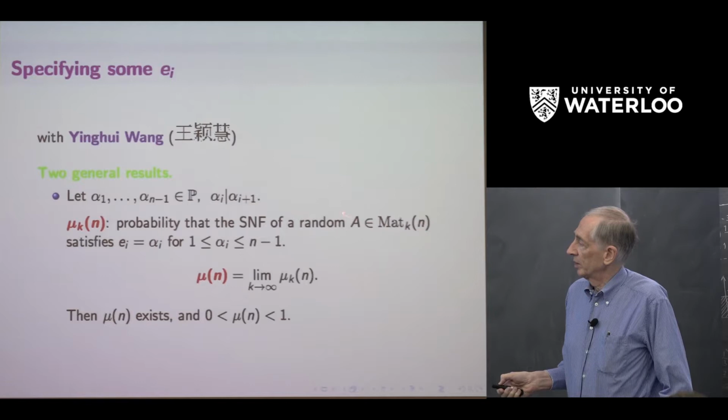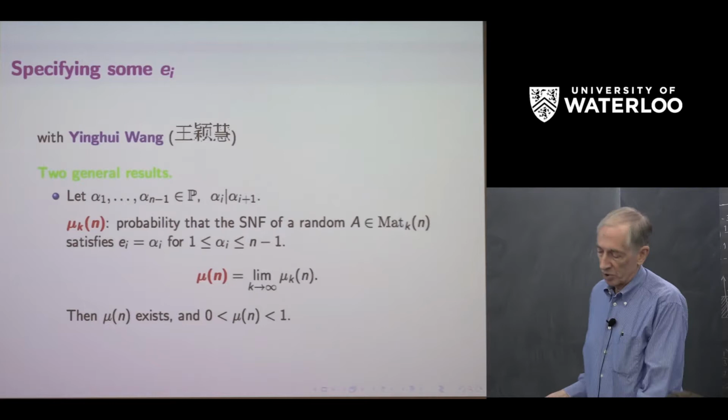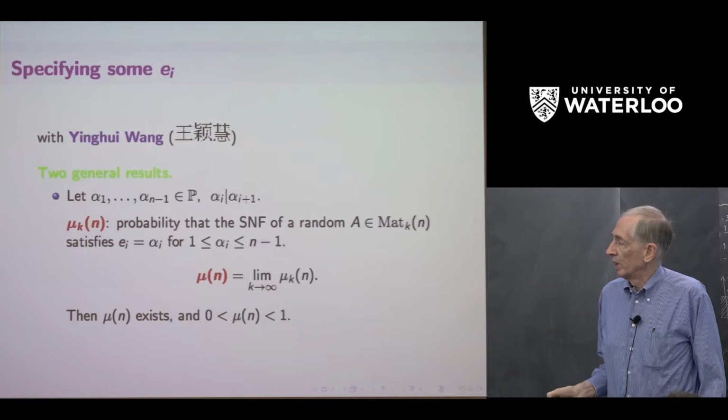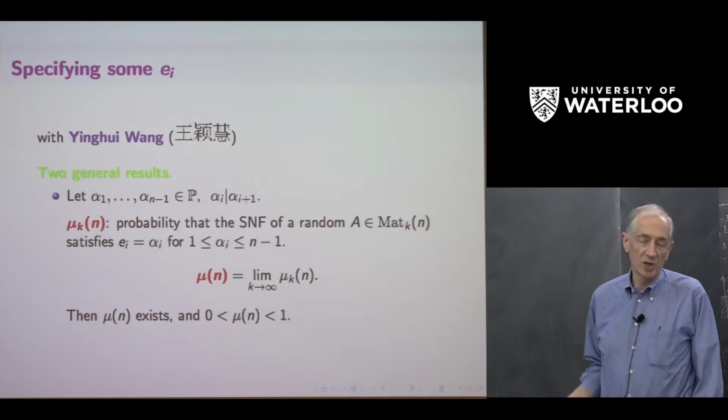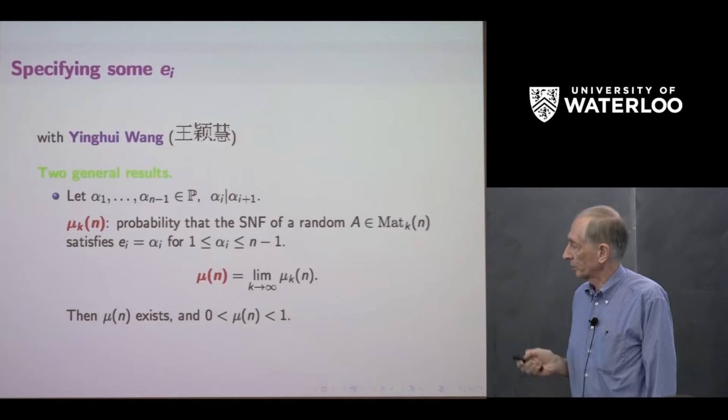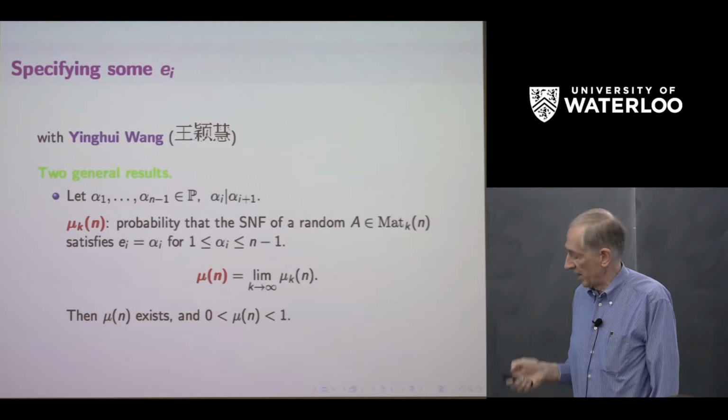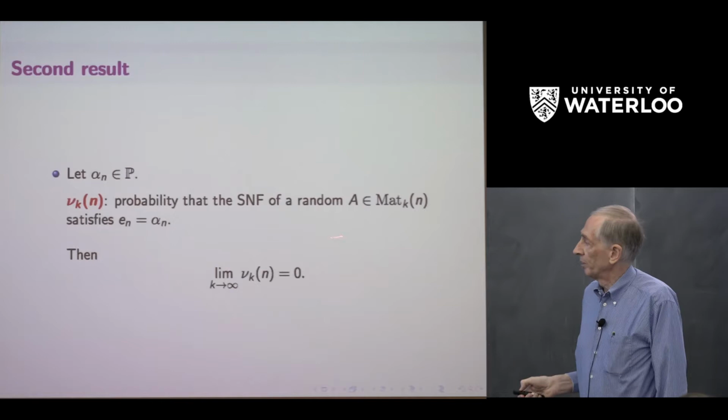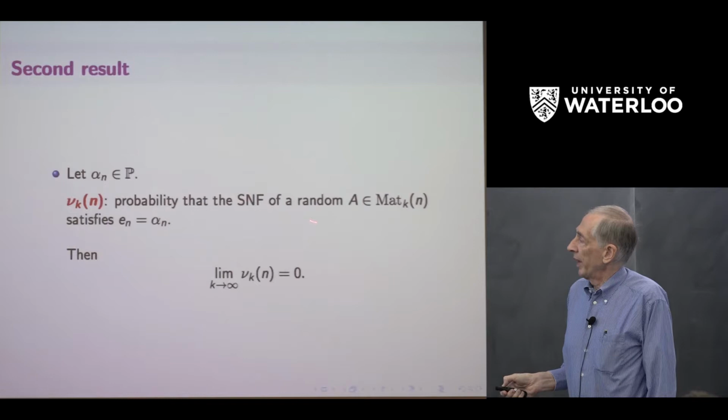satisfies e_i equals alpha_i, for i between 1 and n minus 1. And then mu(n) is the limit as k goes to infinity. It's something like a random integer matrix when we let k go to infinity. Then this limit exists and is strictly between 0 and 1. So it's some non-trivial number that could be interesting to compute. Notice we're not specifying alpha_n, the last entry of the SNF. That behaves completely differently. If we specify alpha_n, then look at the probability that the SNF of a random matrix in Mat_k(n) satisfies e_n equals alpha_n, then as k goes to infinity, this limit is zero.